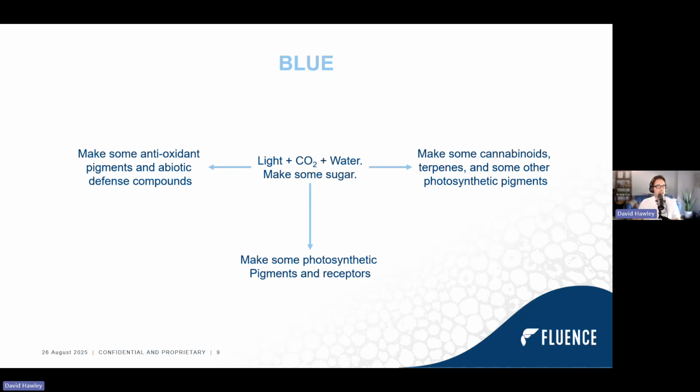Or it can be used to make some antioxidants, some pigments, and some compounds implicated in abiotic plant defense. Or it can go this way. You can make some cannabinoids, you can make some terpenes, and you can make some other photosynthetic pigments. Wildly simplified view. So let's just take that one layer deeper.